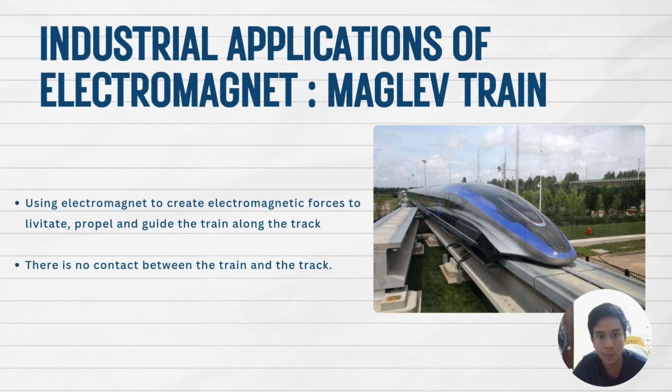Another interesting application of the electromagnet is the maglev train. And what is a maglev train? It is a transport system that is widely used in modern countries like China and Japan. It uses electromagnets to create the electromagnetic force to levitate, propel, and guide the train along the track. This also shows that there is no contact between the train and the track, so there is no friction between the rails and the train, which allows the train to move at very high speed.